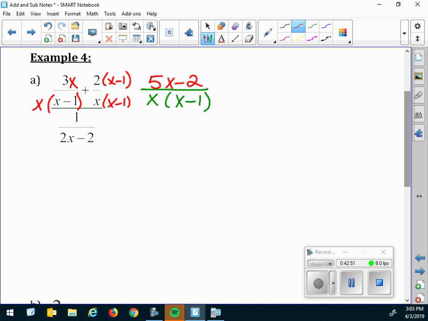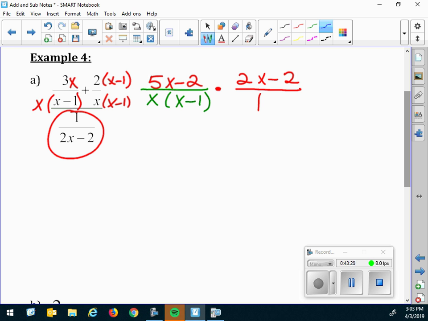I'm dividing by 1/2x minus 2. Dividing by a fraction, I multiply by the reciprocal of this times, what's the reciprocal of that? Now it's a multiplication problem. You don't cross multiply because you don't have an equal.